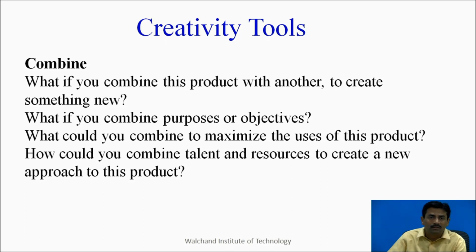Then comes combine. In combine, they look at what another thing can be combined with the present thing. It may be a product or a process, so that they can get something new. They would be going through these questions. What if you combine the purpose or objectives? What if you combine this product with another to create something new? What could you combine to maximize the use of this product? How could you combine the talent and resource to create a new approach to this product?